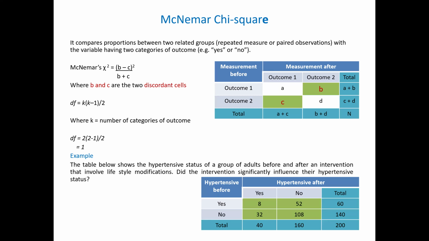So it's not 3 by 3 like other chi-square we have done, where we have 2 variables. Here it's still only one variable. We have 2 variables in that one: one will be along the exposure, while the other one will be along the outcome. Then here is the same variable, which you do before and after. You compare. Let's see the way it works. You compare proportion between 2 related groups. Repeated measure or pair observation. The meaning of related is repeated.